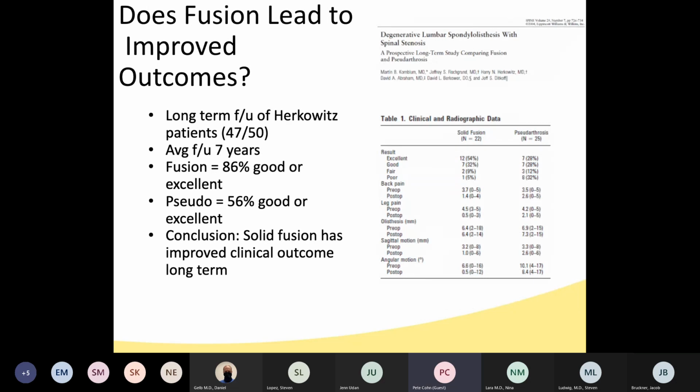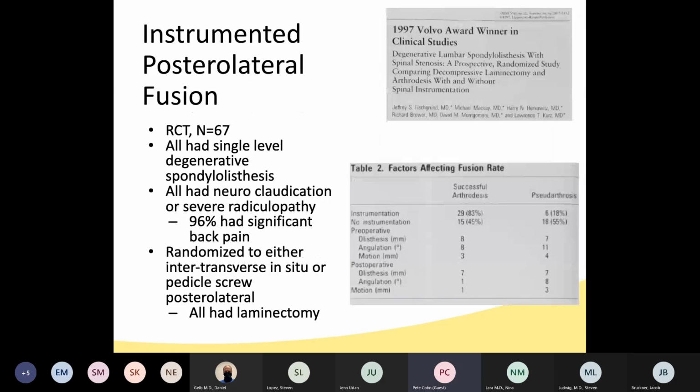And then the question is, did having a fusion lead to improved outcomes? So this is long-term follow-up with those patients. Patients who had a fusion had 86% good or excellent results, whereas patients with a pseudoarthrosis had 56% good or excellent results. And so the conclusion was, obviously, a solid fusion will do better than pseudoarthrosis long-term. And so if we're now thinking about how to increase our fusion rates to avoid the pseudoarthrosis, which seems to have worse outcomes, what is the best way to get that fusion?